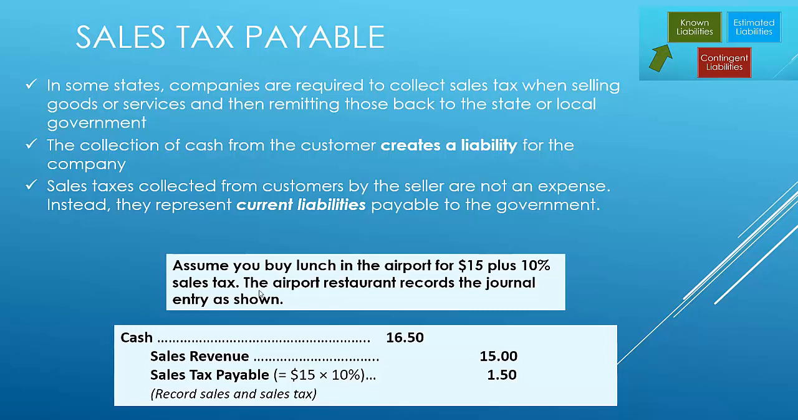Okay. So when the airport sells you that sandwich, the journal entry would be they take in $16.50 from you, and then the revenue they earn is the $15 for the sandwich, and then they have to put the sales tax into a sales tax payable account, which is a separate journal entry. So it wouldn't be fair for them to say, oh, I just made revenue of $16.50, when really they didn't. They actually have to pay the government that $1.50 for the sales tax.